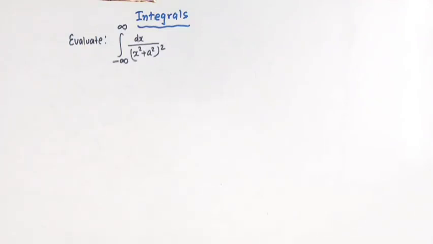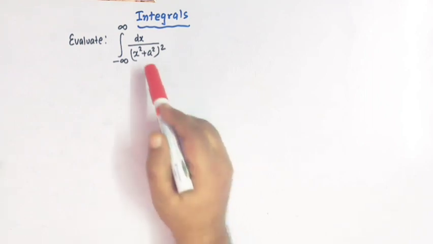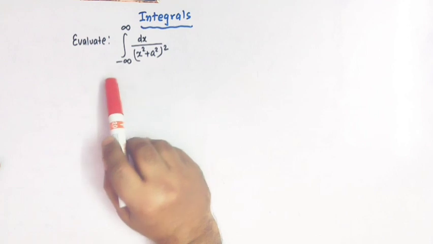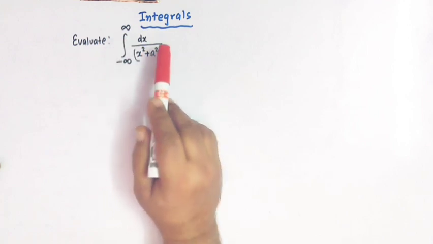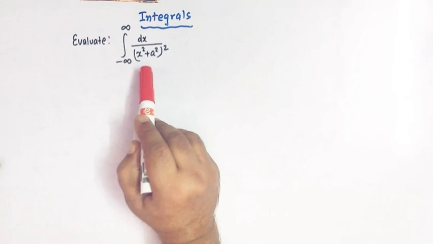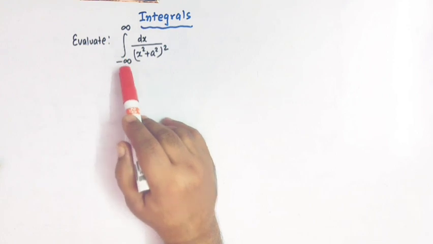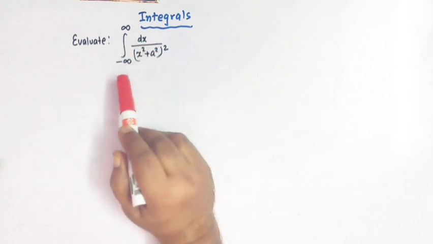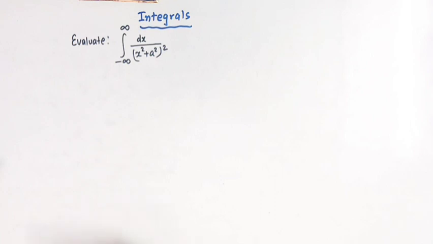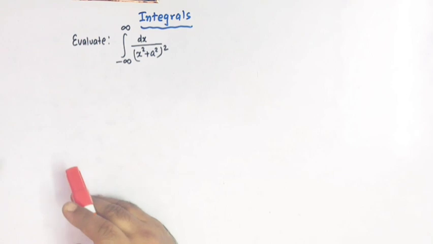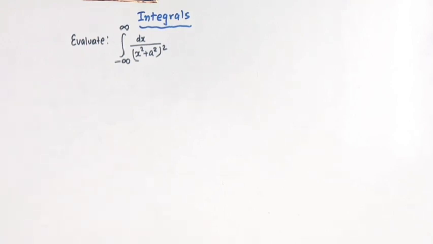Viewers, in today's class we are going to discuss yet another important and very conceptual problem from integration. In this class we'll solve this important integral from minus infinity to infinity of 1 over (x square plus a square) whole square. In this lecture we'll solve this integral very easily by the method of substitution and by applying the properties of beta gamma functions.